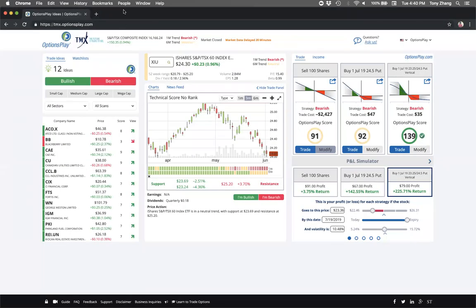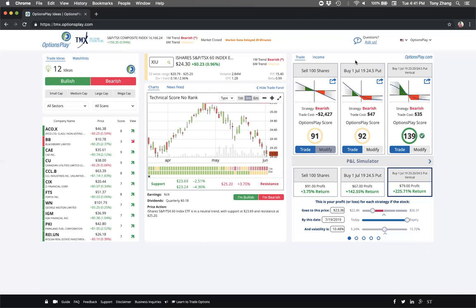So for those of you that are brand new to OptionsPlay, welcome. This tool is designed to make your options exploration and analysis as intuitive as possible. The platform itself is divided into 3 sections where you have trade ideas and watch lists on the left-hand side, the security analysis panel here in the middle, and lastly, trading and income here on the right-hand side. And we call these 3 panels the what, the why, and the how of options trading.